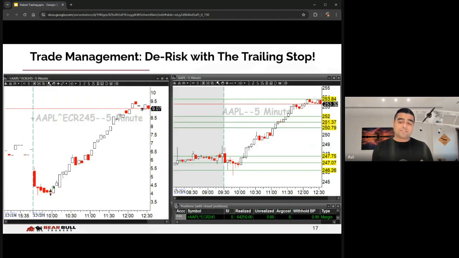So that's really important. And then the other side of it is the reward side. Hold it for a target. So let's talk first about de-risking it with a trailing stop. So in this trade, well, let's look at this, because I'm trading options, but realistically, I'm just watching this chart and making decisions based on the underlying.